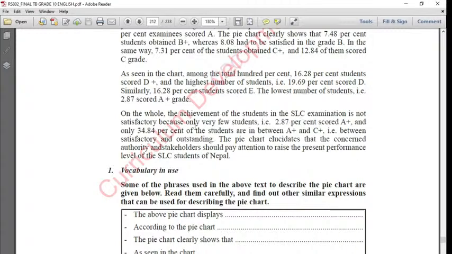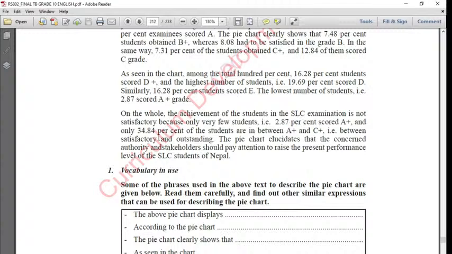On the whole, the achievement of the students in the SLC examination is not satisfactory because only very few students, that is 2.87%, scored A plus, and only 34.84% of the students are in between A plus and C plus, that is between satisfactory and outstanding. The pie chart elucidates that the concerned authority and stakeholders should pay attention to raise the present performance level of the SLC students in Nepal.